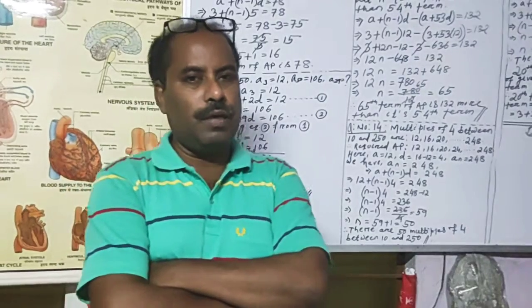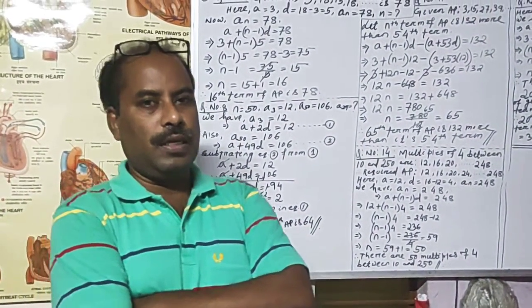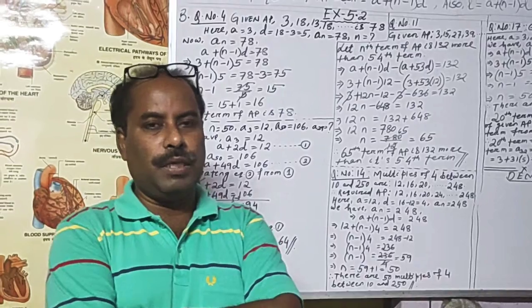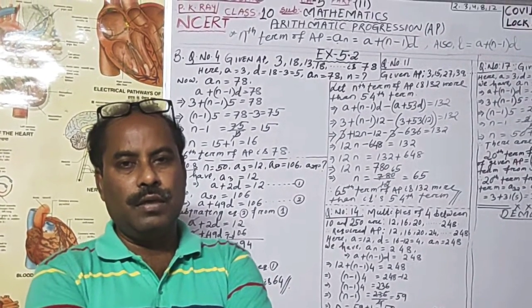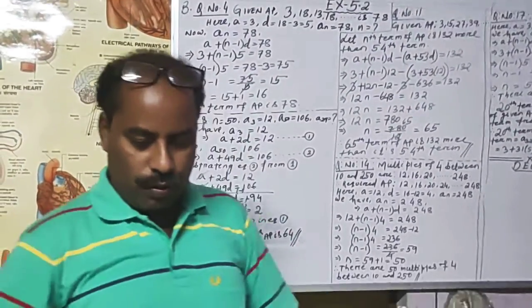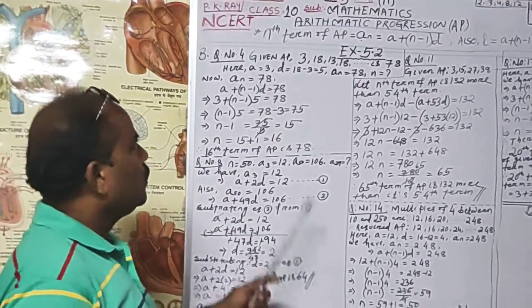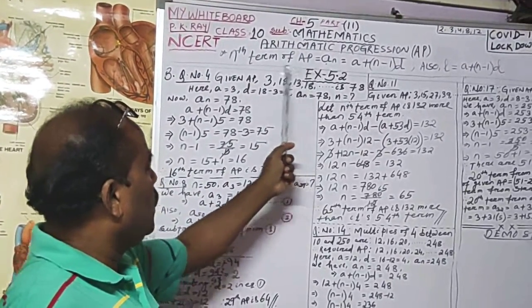One more class I have given already. Last class I gave arithmetic progression, that is, the first part is over. Today we will discuss the second part. So here one formula will be required.